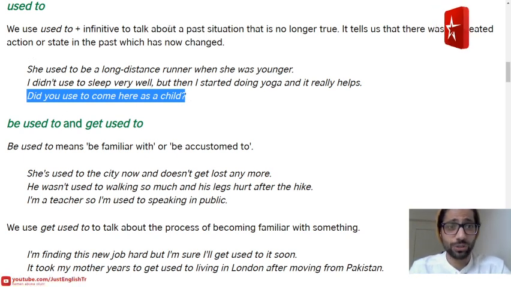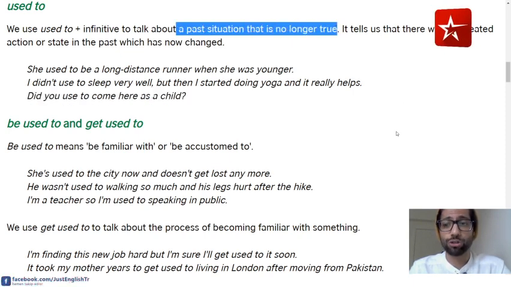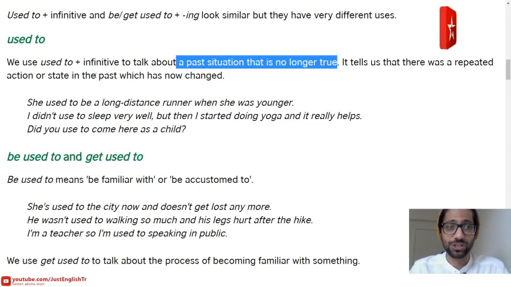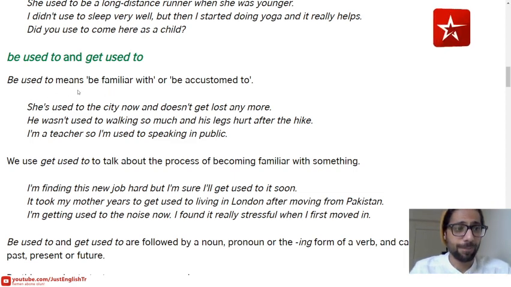Now here what you need to focus on is a past situation that is no longer true. This is just used to, guys. Okay, just used to plus infinitive. Now, when we go to be used to and get used to.